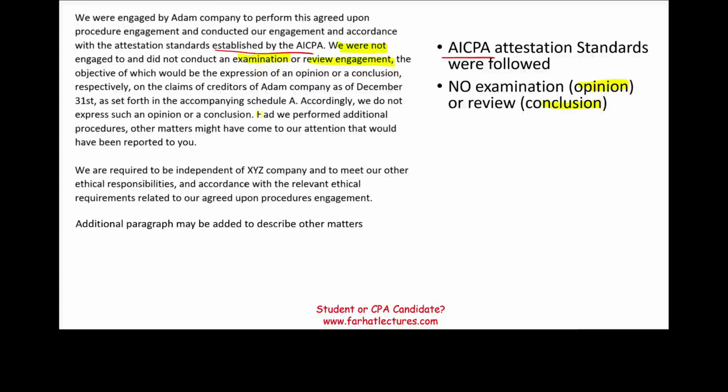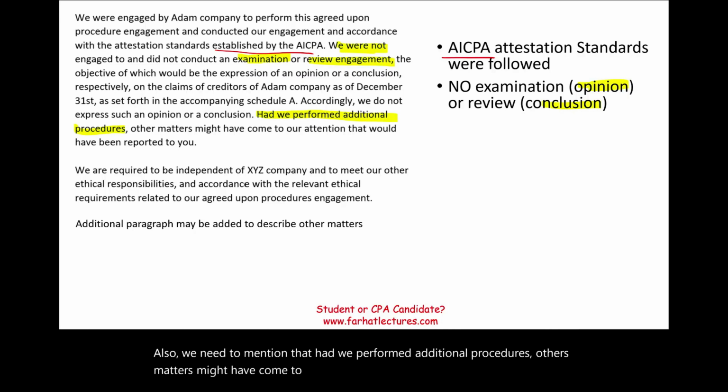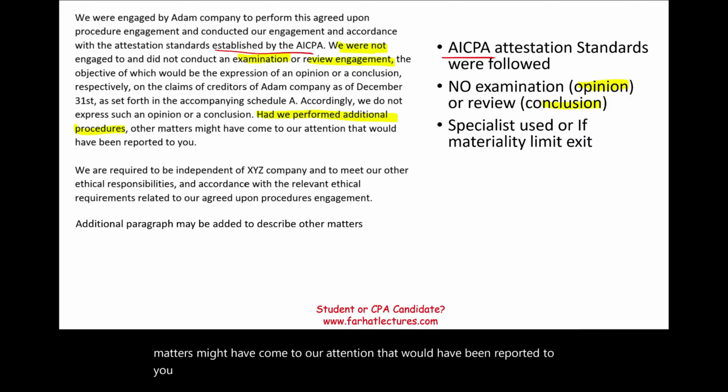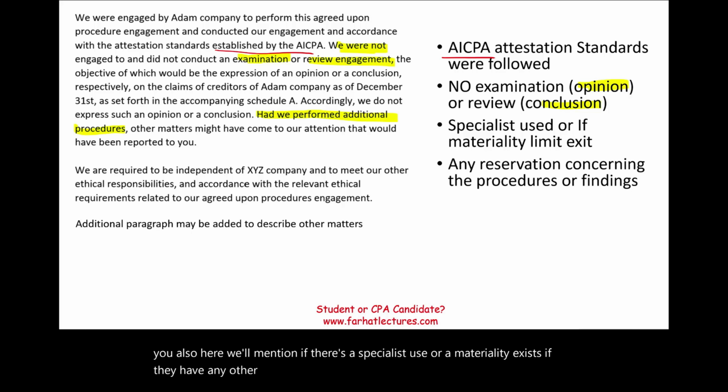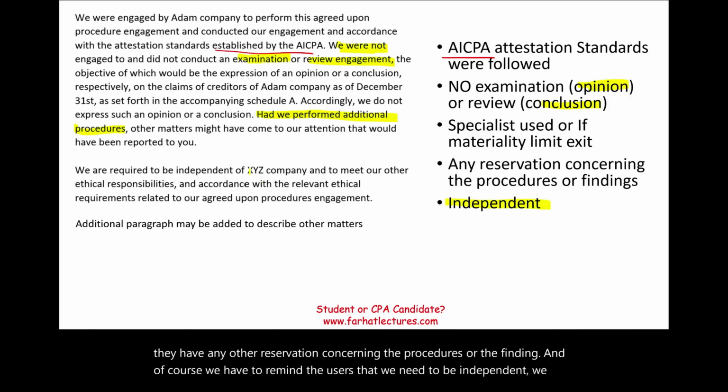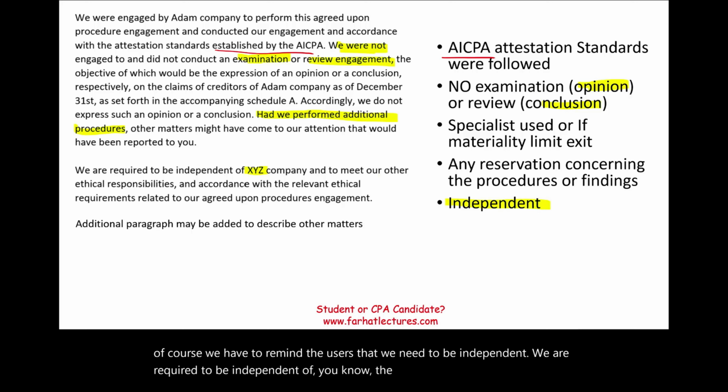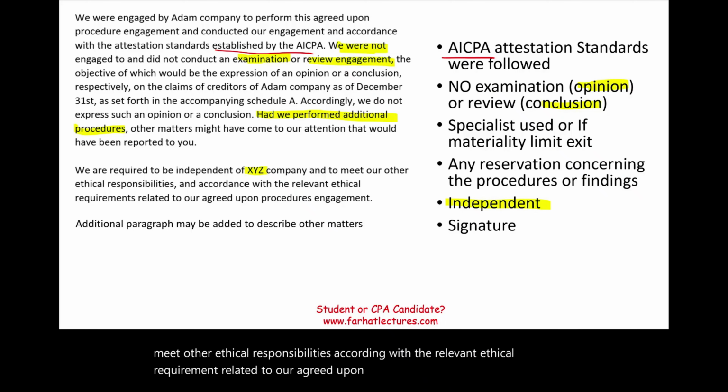Also, we need to mention that had we performed additional procedures, other matters might have come to our attention that would have been reported to you. Also, here we'll mention if there's a specialist used or if materiality exists, if they have any other reservation concerning the procedures or the findings. And of course, we have to remind the users that we need to be independent. We are required to be independent of Adam Company and to meet other ethical responsibilities in accordance with the relevant ethical requirements related to our agreed upon procedures engagement. Obviously, we need a signature, and if any additional paragraph might be added to describe other matters, we will place it here.